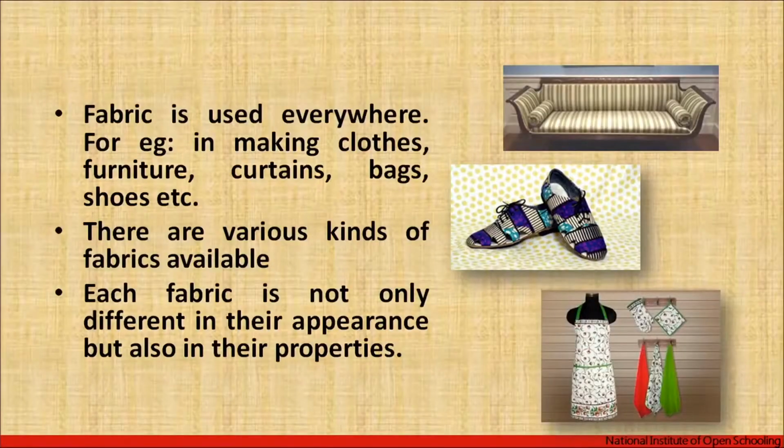Fabric is used everywhere, for example in making clothes, furniture, curtains, bags, shoes, etc. There are various kinds of fabrics available in the market, like cotton fabric in various forms like poplin, cambric. Silk is available in the market, wool, and you have shiny fabrics like brocades, etc., which are used for different purposes. Each fabric is not only different in appearance but also in its properties.